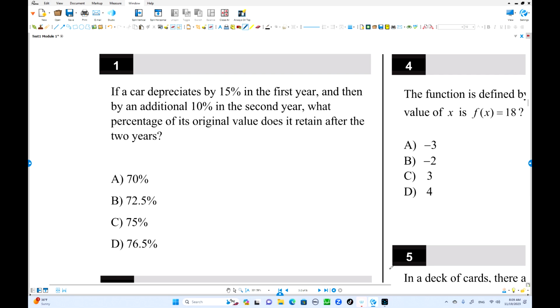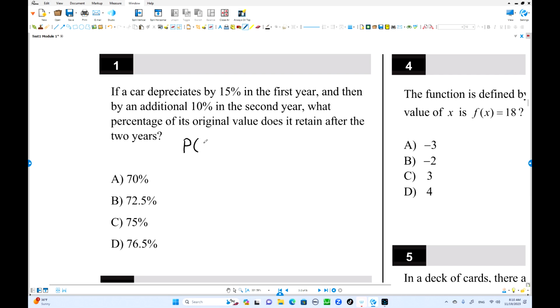Number one: a car depreciated by 50% in the first year and an additional 10% again in the second year. What percentage of the original price is the final price? You can define the original price as X or any letter. I'm going to use P. This is the original price.